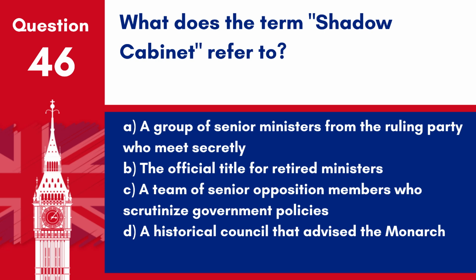Question 46. What does the term shadow cabinet refer to? A. A group of senior ministers from the ruling party who meet secretly. B. The official title for retired ministers. C. A team of senior opposition members who scrutinise government policies. D. A historical council that advise the monarch. Answer: C. A team of senior opposition members who scrutinise government policies. The shadow cabinet consists of members from the main opposition party ready to assume government responsibilities should they gain power.